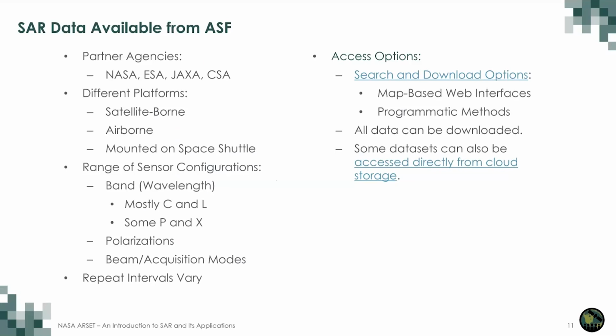All of the data that ASF serves is free and open and can be directly downloaded. Most of our data sets are actually hosted in cloud storage, and some of the data sets can be accessed directly where they're sitting in cloud storage. So if you're into cloud computing and you want to explore that option a little bit more, check out the link to learn more about direct S3 access. I'll be going into a lot more detail on the access options a little bit later, and we'll be doing a demo with one of the web-based interfaces, but there are a lot of ways to access the data, and it's all easily available.